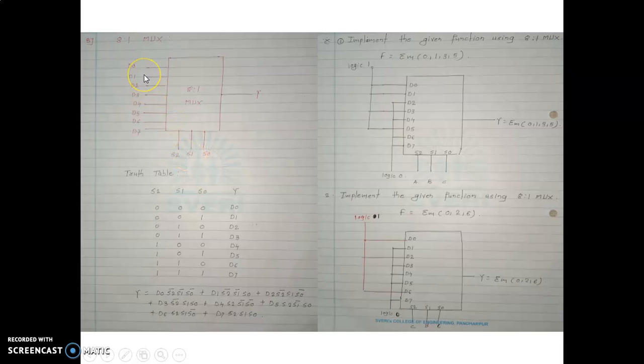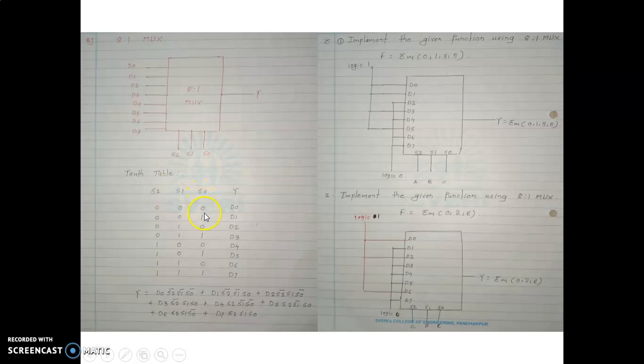And third one is an 8 to 1 mux. In an 8 to 1 mux, the 8 inputs are there, 1 output is there, and according to the formula 3 select lines should be there. So also we can mention the truth table of the 8 to 1 mux. So there are 3 select lines, S0, S1, S2.